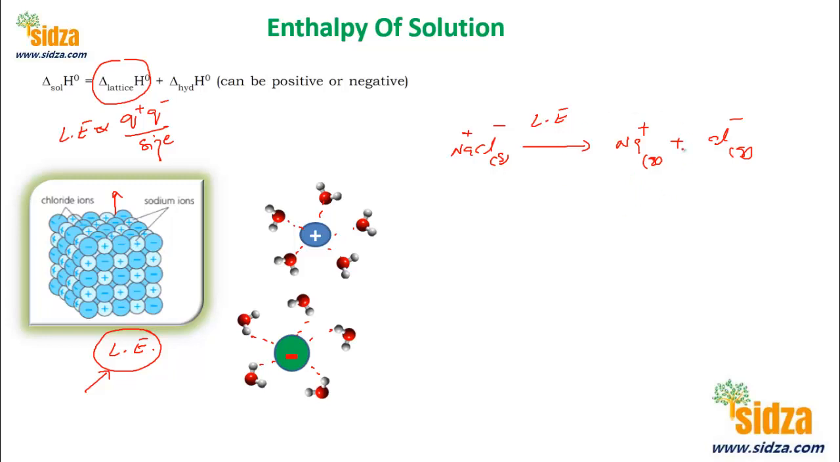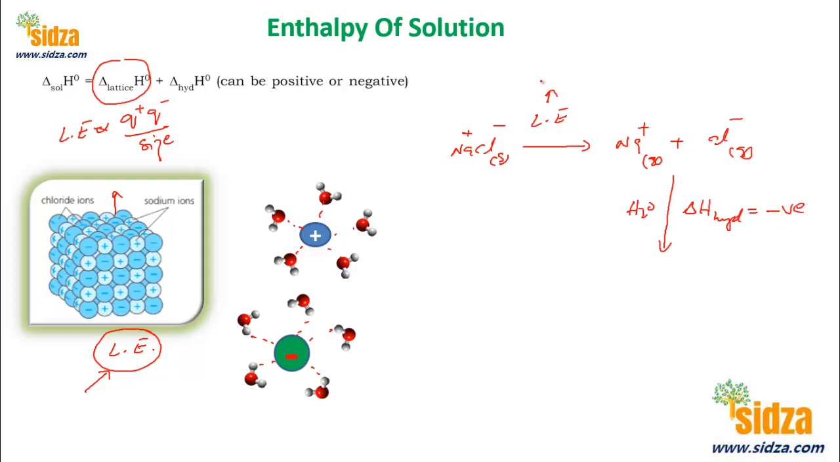And after you dissociate these ions, what happens? What is the next thing? The next thing that happens in the solution is that these ions are surrounded by the water molecules, right? So this is the second energy. The energy that is released when these ions interact with the solvent is called the hydration energy. Okay, this is the hydration energy, and this is negative, this is exothermic.